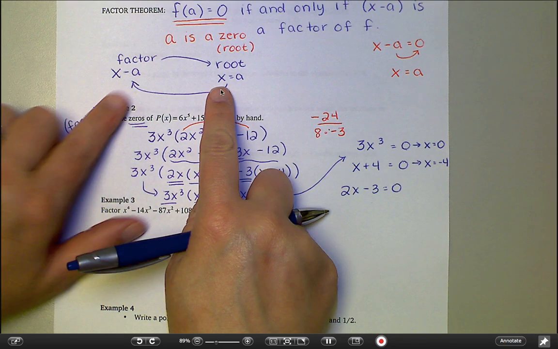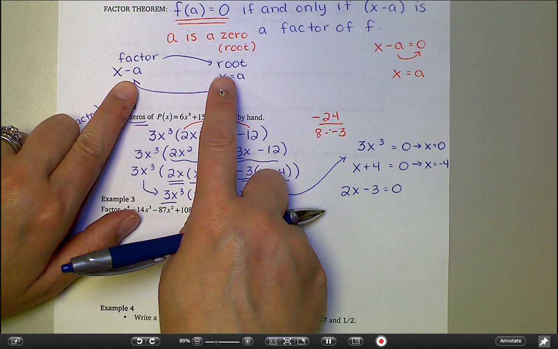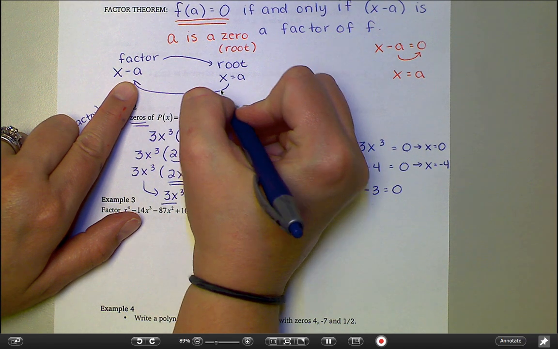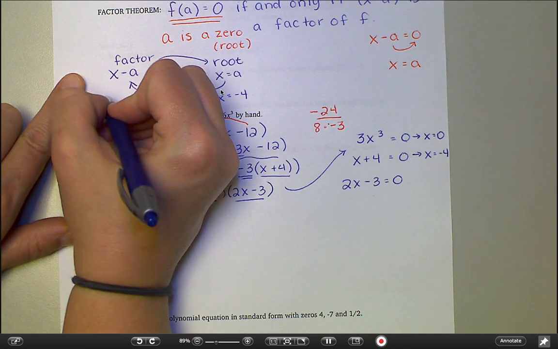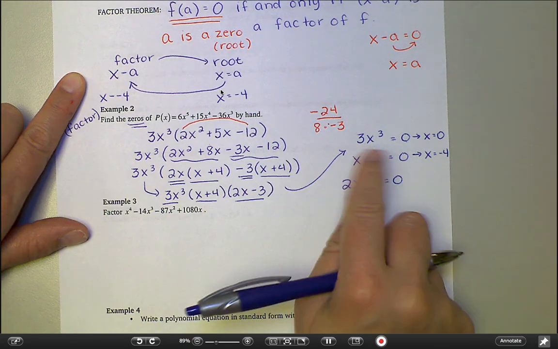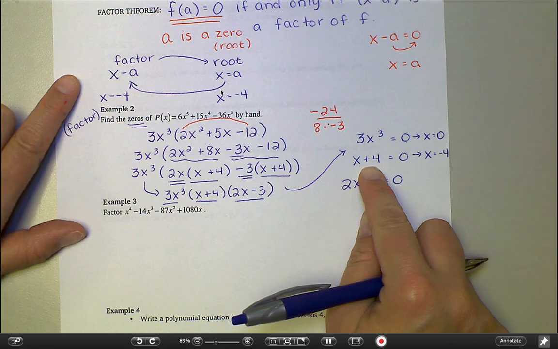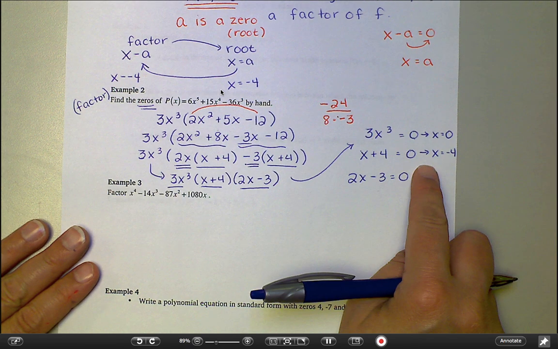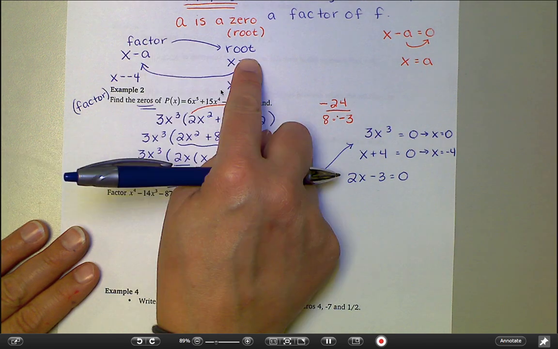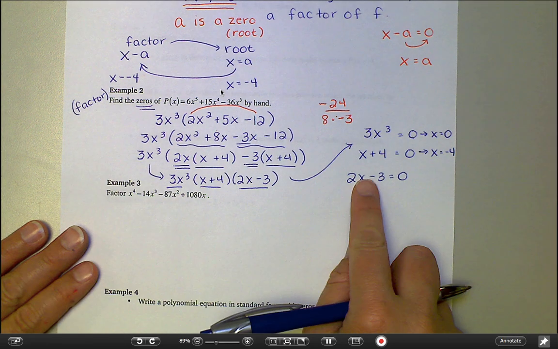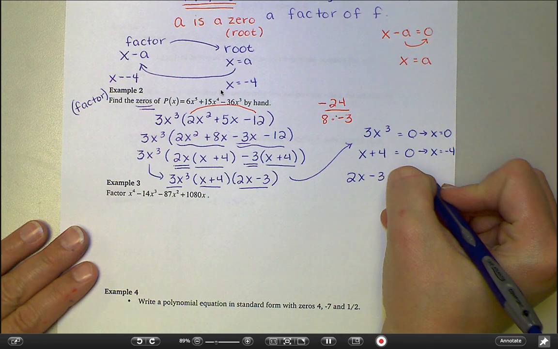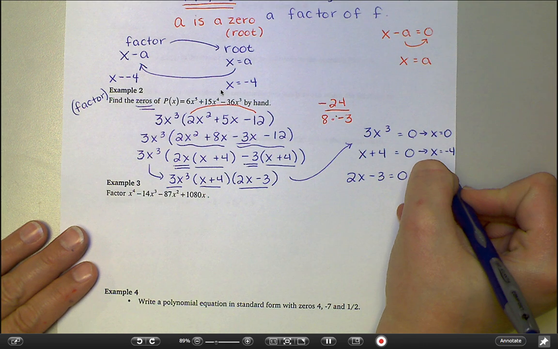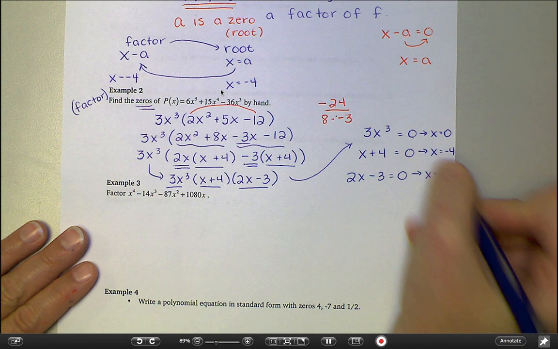And if you think about that from this relationship, if my root is x equals negative 4, then my factor would be x minus negative 4, otherwise known as x plus 4. So there's that relationship. That was going from the factor to the root. And then here, if I add 3 to the other side and divide by 2, I end up with x equals 3/2 or 1.5.